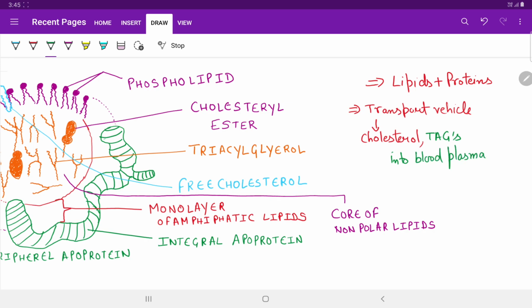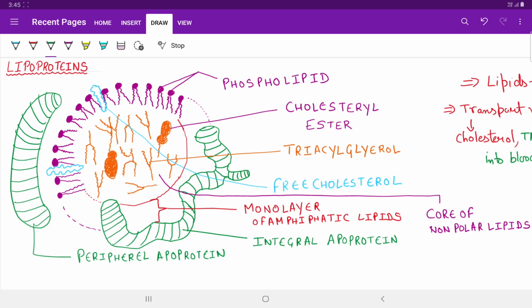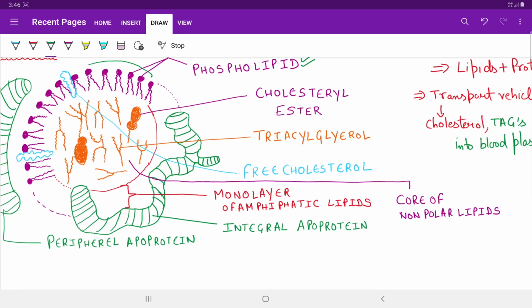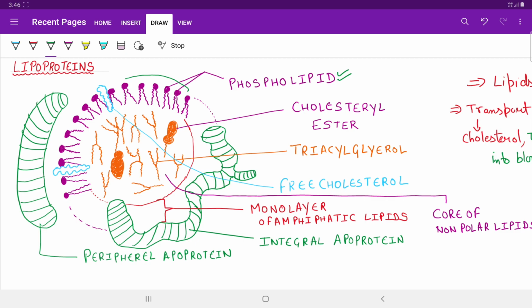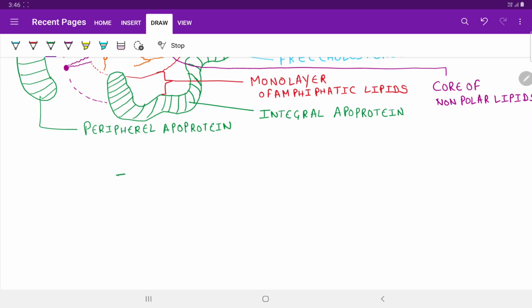So now let us first understand the general structure of lipoproteins. The diagram here represents the general structure of lipoproteins. It consists of phospholipids. Just see here, these compounds are phospholipids. Then come the cholesterol esters, then the triacylglycerols, constituting free cholesterol, a monolayer of amphipathic lipids, a core of non-polar lipids, integral lipoproteins and peripheral lipoproteins. So a lipoprotein basically consists of a neutral lipid core.